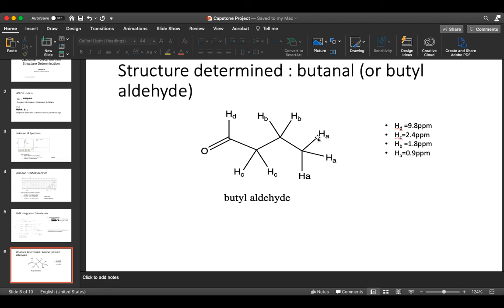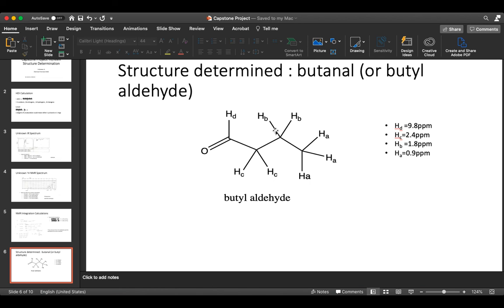Our most upfield peak, these HA at 0.9 parts per million, again, it is a triplet, has 2 neighbors. It has the greatest integration because there are 3 hydrogens in this unique chemical environment. And it's the most upfield because it's furthest away from the carbonyl carbon. The HB, again, a little bit closer to the carbonyl and bonded to 2 carbon groups, has 1, 2, 3, 4, 5 neighbors. So it's going to show a sextet splitting pattern.